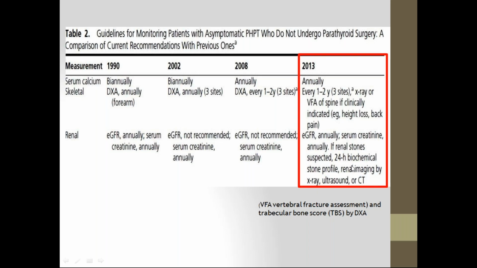So these are the recent guidelines. We have to check serum calcium annually and skeletal X-rays every 1 to 2 years, eGFR annually and serum creatinine annually. If a renal stone is suspected, we have to go for renal imaging by X-ray, ultrasound, and CT. So this is how we have to monitor a hyperparathyroidism patient.